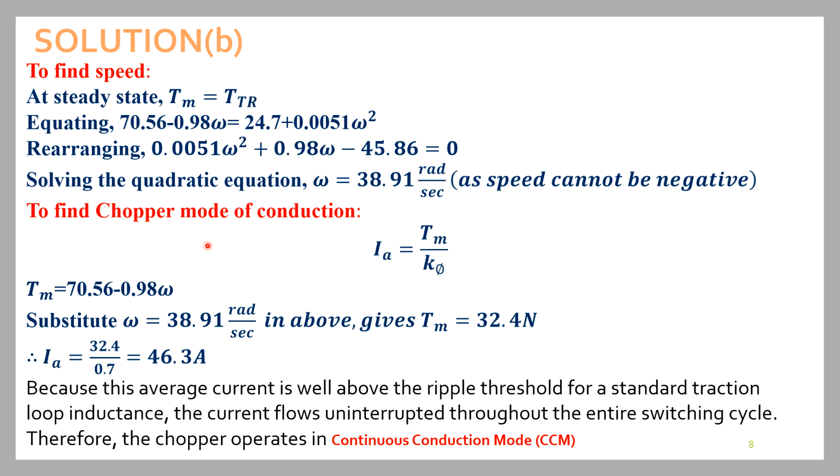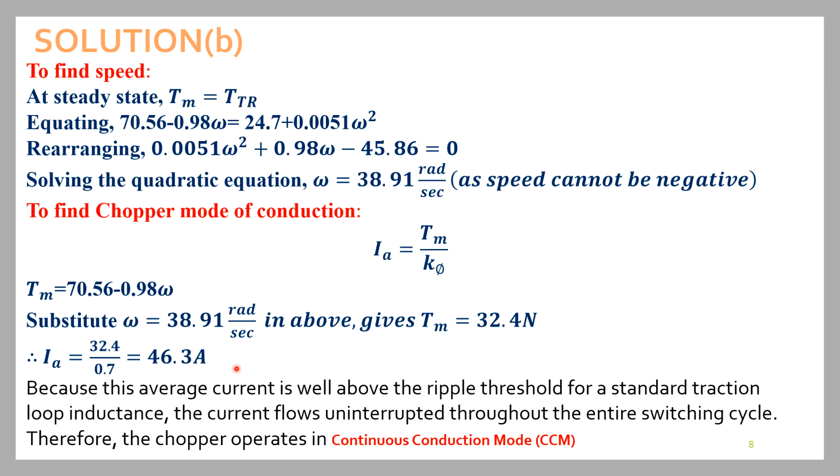Now let us check in what mode the chopper circuit is in operation. It is also asked in the question. Let us find the armature current as T by K5. From the earlier equation, we know torque is proportional to IA into K. Torque is equal to IA into K. From this, we got the armature current as 46.3 ampere. We know that the ripple current is simply a lesser value.